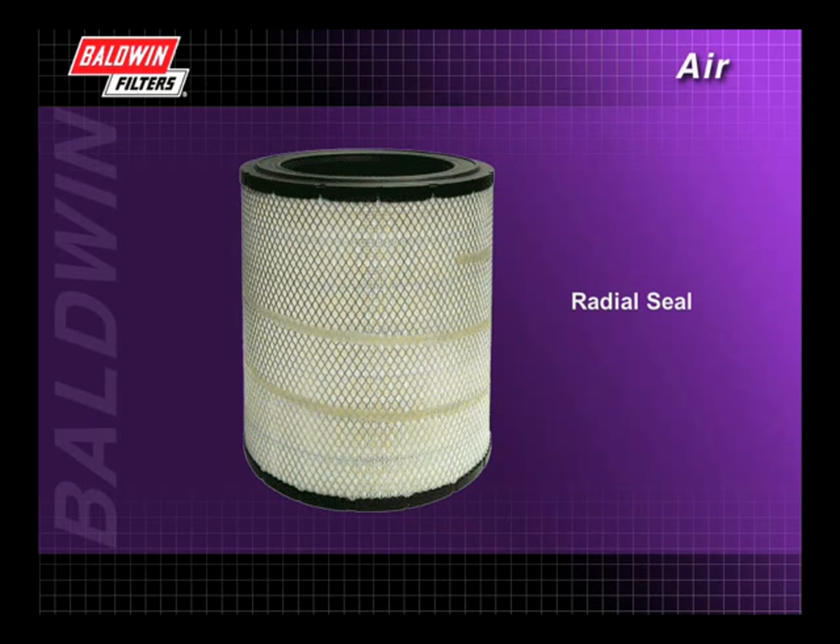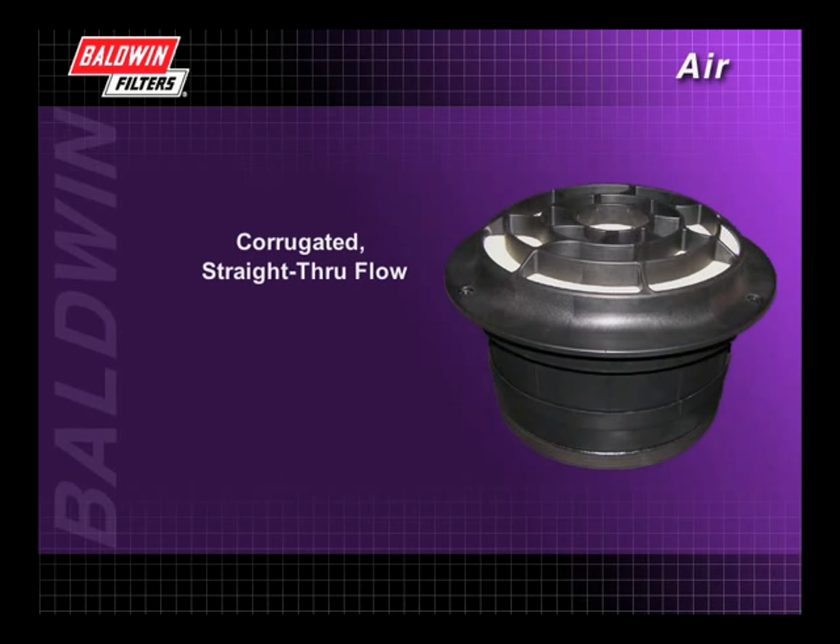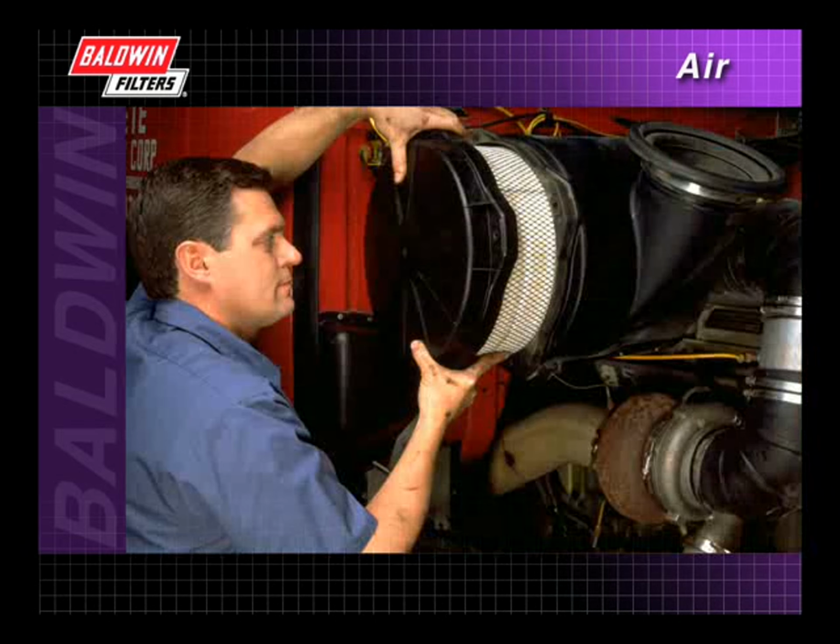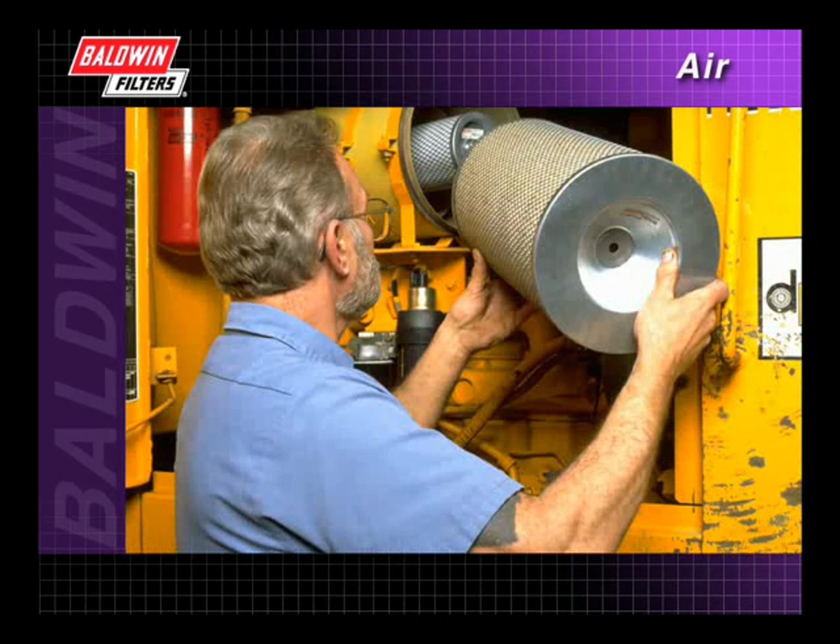Radial seal filters are designed with molded ends to make servicing easier and more cost-effective. Corrugated, straight-through flow filters are designed to have high flow and high capacity in a more compact filter. Many engine systems have only a primary or single-stage filter. Others add a secondary element inside the primary filter.